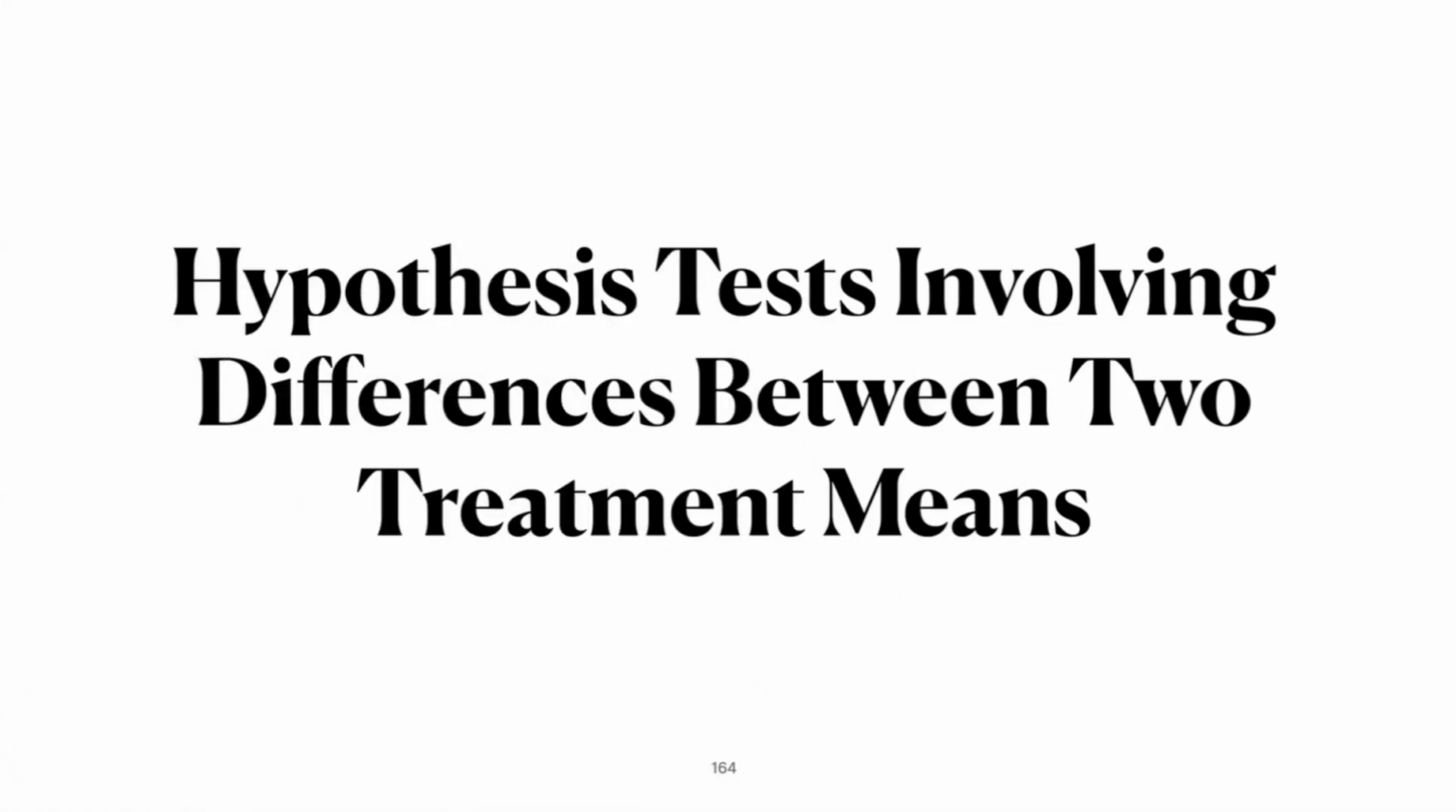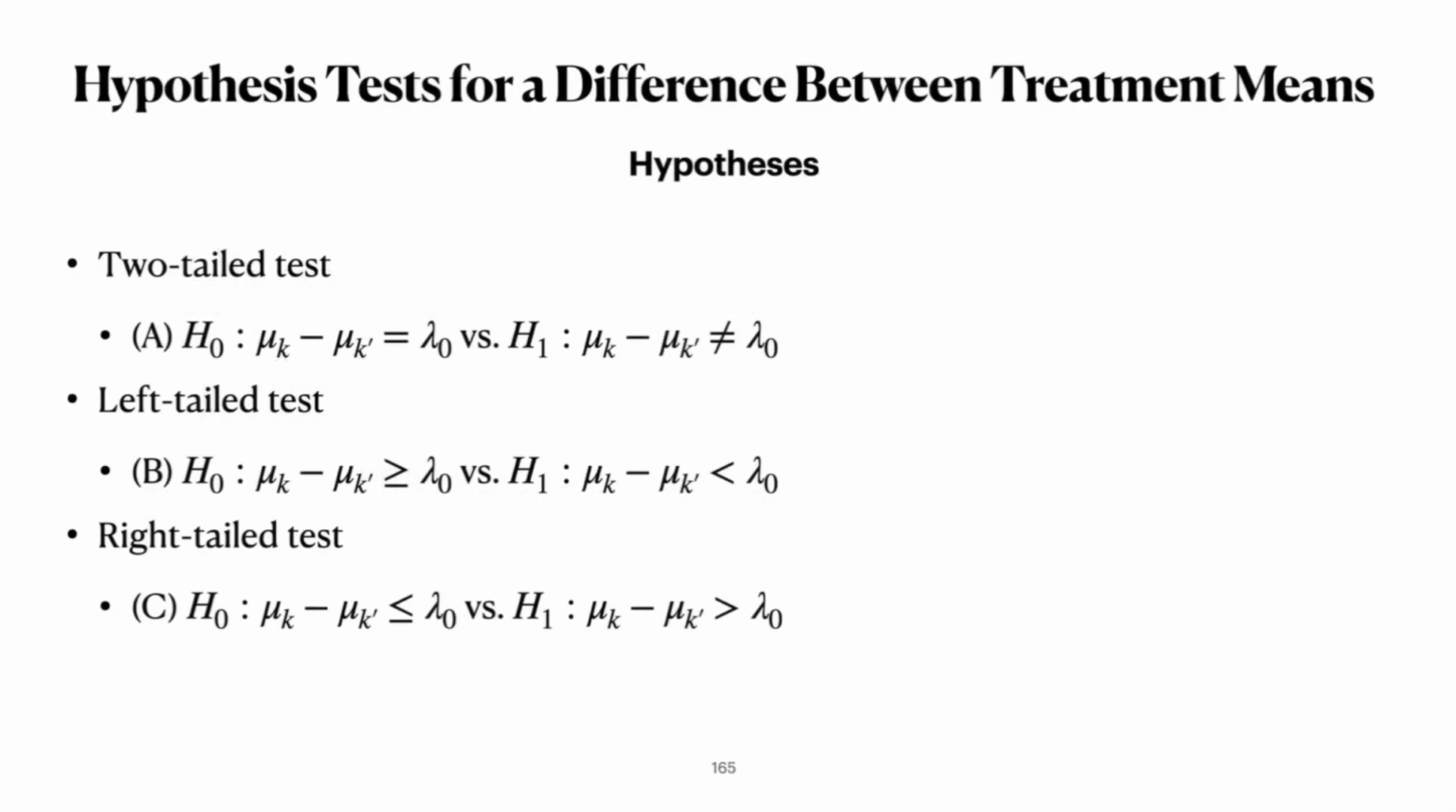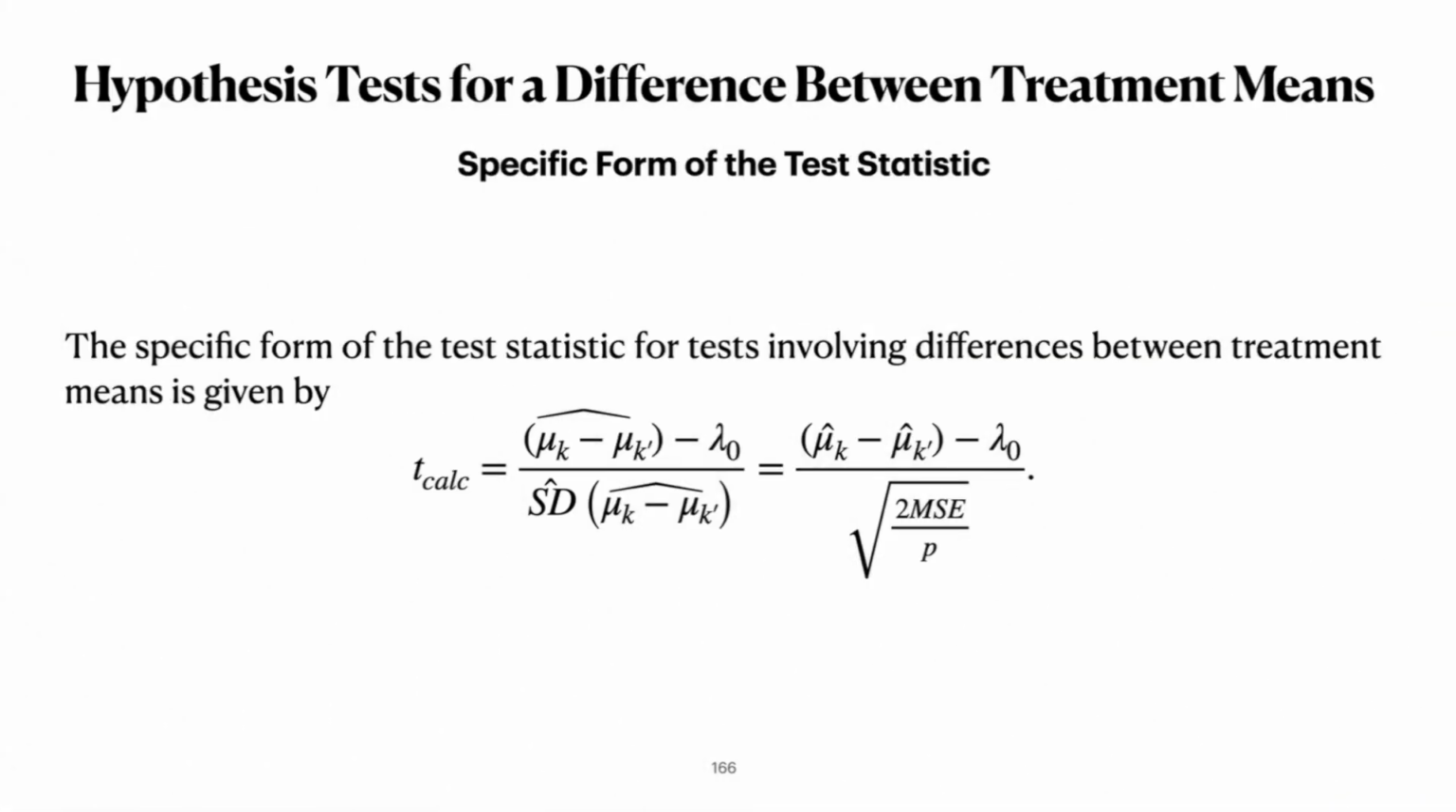Now let's look at the specific situation where we're testing hypotheses involving differences between two treatment means. And so there are three sets of hypotheses that we can test. We have a two-tailed test available, a left-tailed test, and a right-tailed test. You've seen these kinds of hypotheses before, so there's really nothing new here. The specific form of the test statistic in this situation is given by the following.